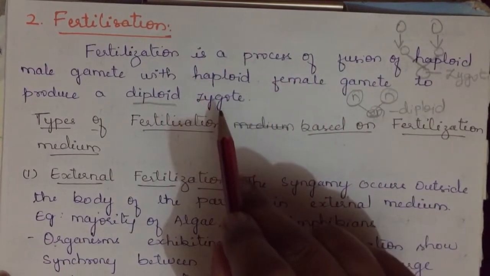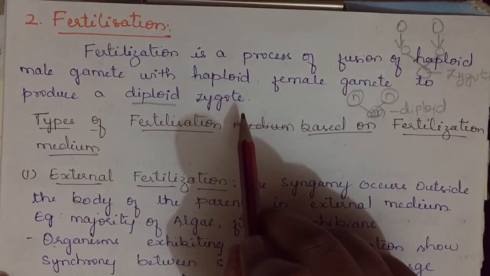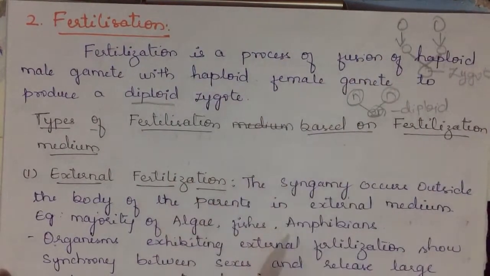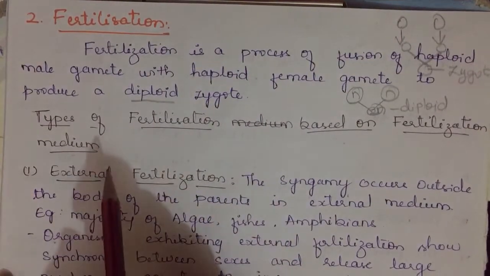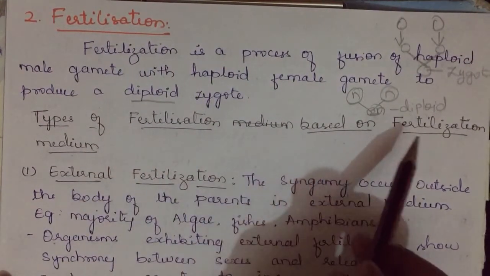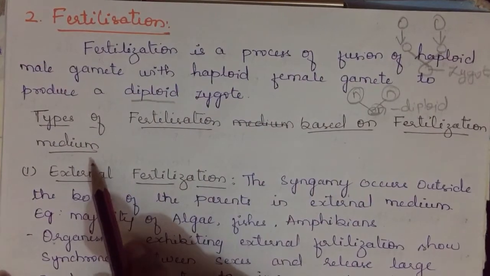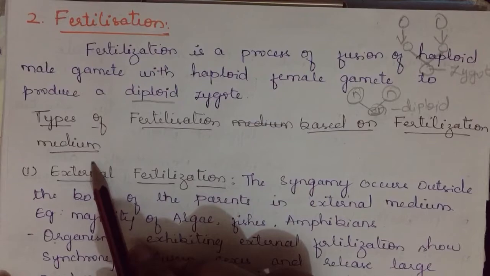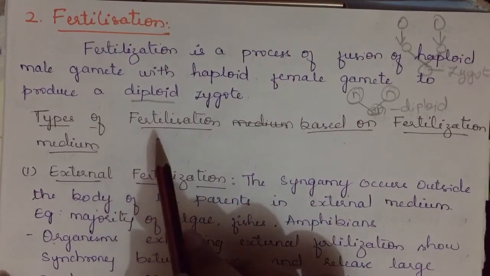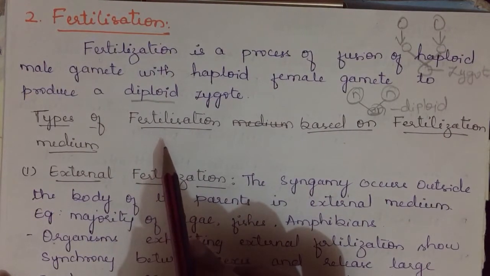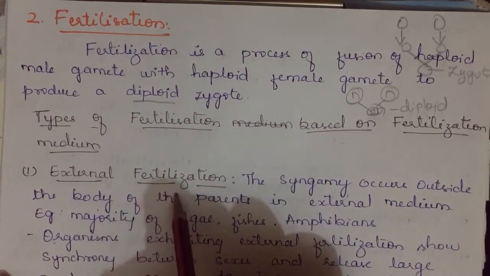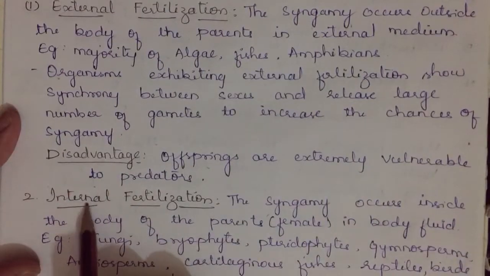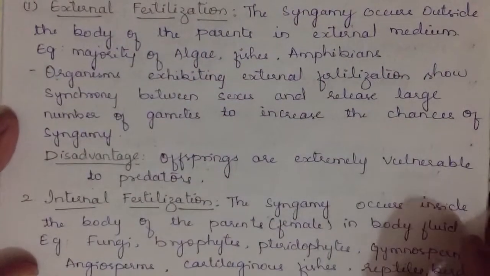So this is the easiest one. Fusion of a male and a female gamete results in the formation of diploid zygote. We call it fertilization. Next, there are types of fertilization based on fertilization medium. Based on the medium in which fertilization takes place, it has been classified. So we have 2 types of fertilization. One is external fertilization, another one is internal fertilization.